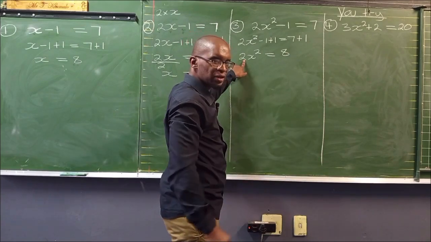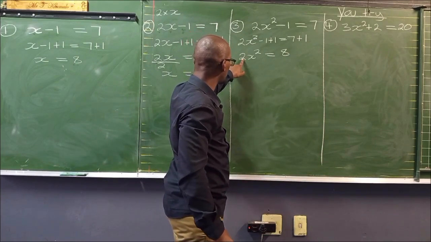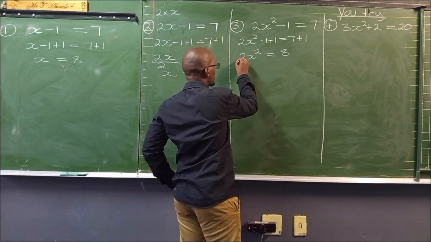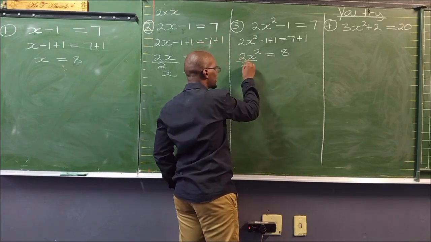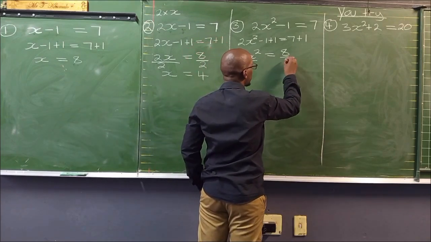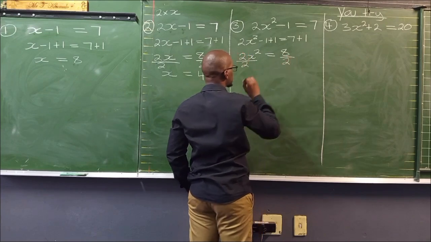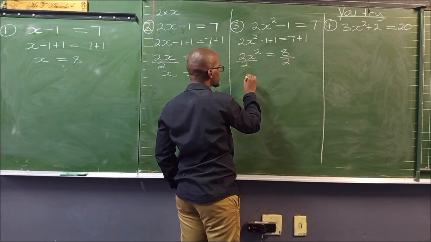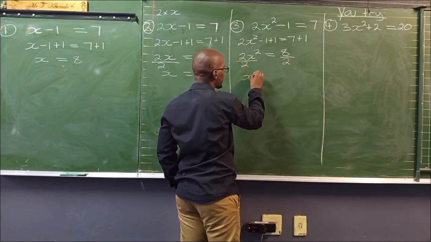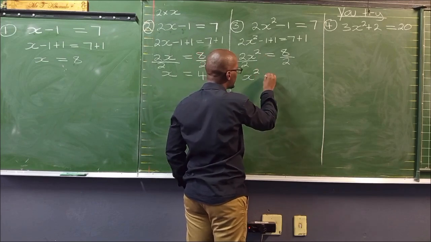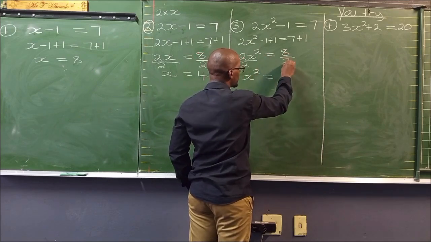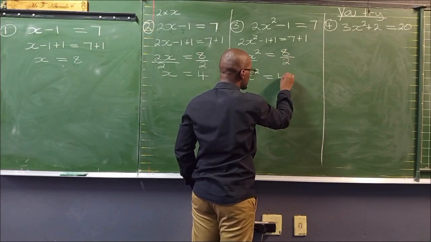Now I get rid of the multiplied number, which is 2. Because it's multiplied, I divide by 2 on the left-hand side, and I do the same on the right-hand side. 2 divided by 2 is 1. So now I'm left with x squared, or x to the power of 2. 8 divided by 2 on the right-hand side is equal to 4.